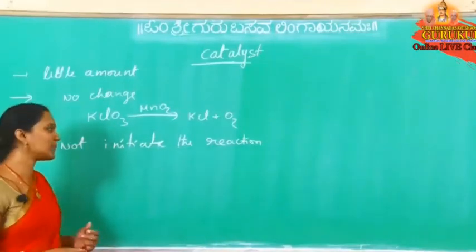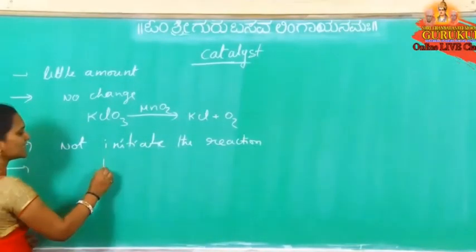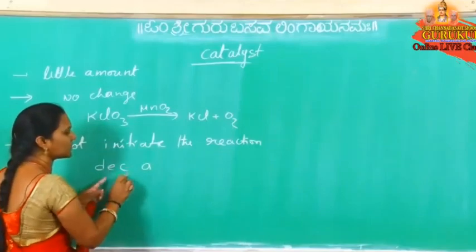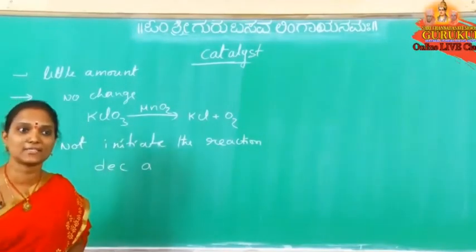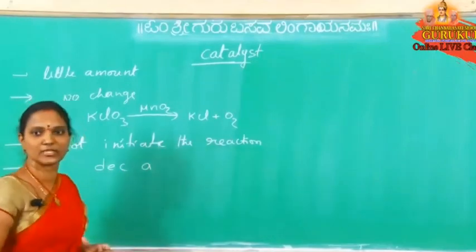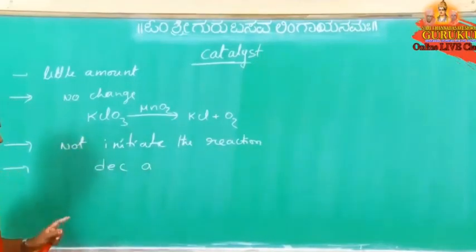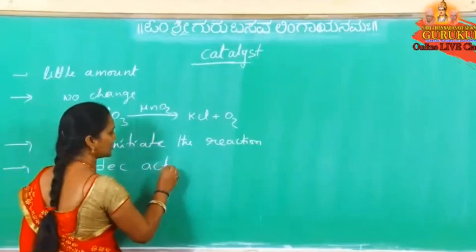Next, how does it speed up the reaction? What happens here? In the presence of a catalyst, it decreases the activation energy. This is a very important one. The following is the correct statement with respect to the characteristics of a catalyst. You can observe the questions; almost all questions are like that only. Now, decreases activation energy.